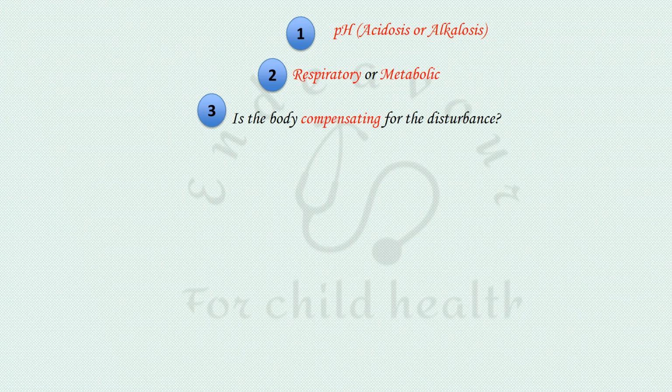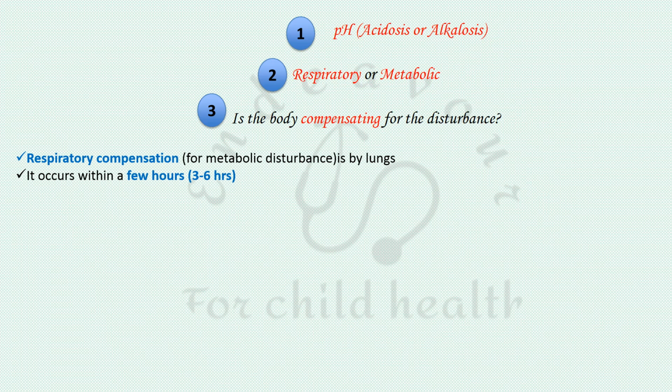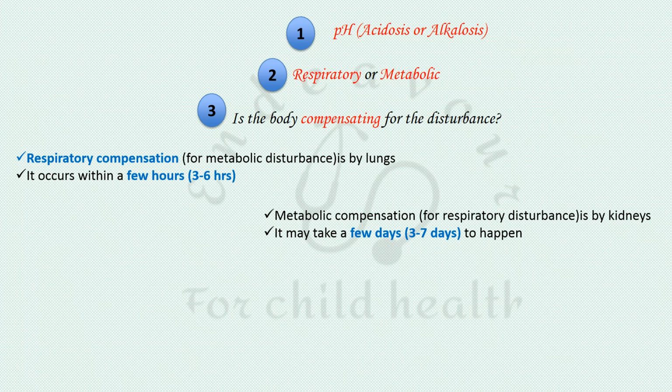Then you must, at the third step, try to find out whether or not the body is trying to compensate for the respiratory or the metabolic disturbances. Now, respiratory compensation for metabolic disturbance is done by the lungs. It occurs within a few hours, say approximately 3 to 6 hours. While metabolic compensation for respiratory disturbances is done by the kidneys, it may take a few days, around 3 to 7 days to happen.